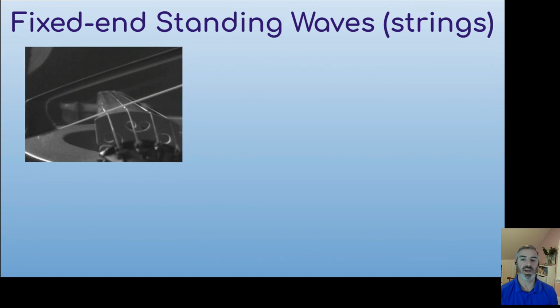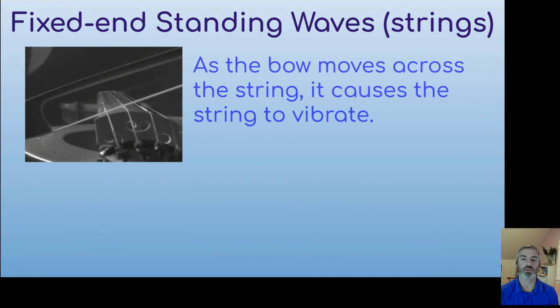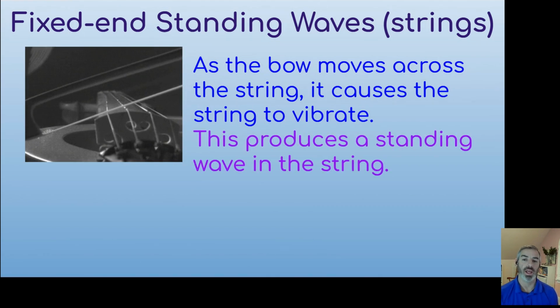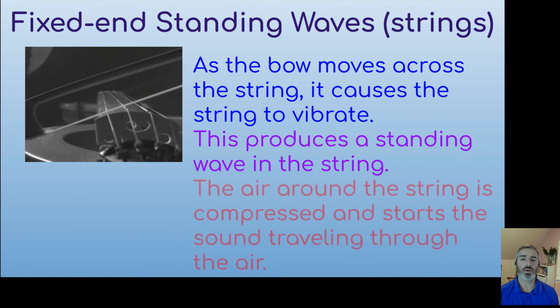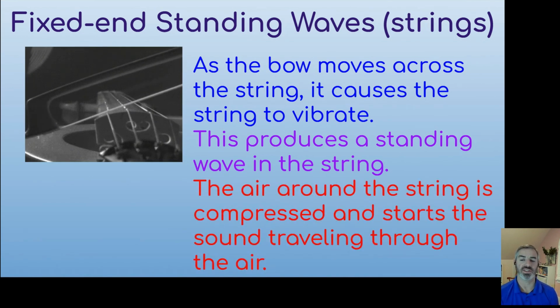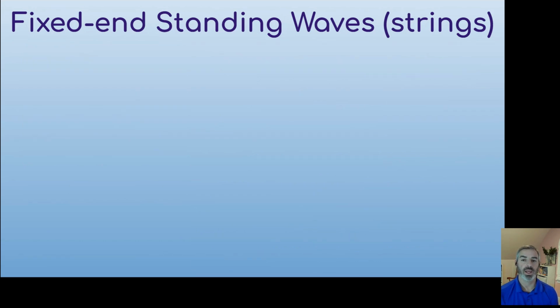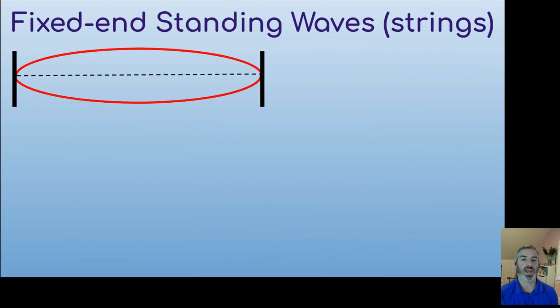Now you can see the violin, we have a bow moving across the string. It causes the string to vibrate. You can see the standing wave where we've got an antinode in the middle and a node at each end producing a standing wave. Now the air around the string is compressed and starts the sound traveling through the air. So much like the string just hitting the coils of a slinky, we can see the compression moves through the slinky, and that's what happens with air as the string continues to vibrate back and forth, obviously much faster than we're seeing there.